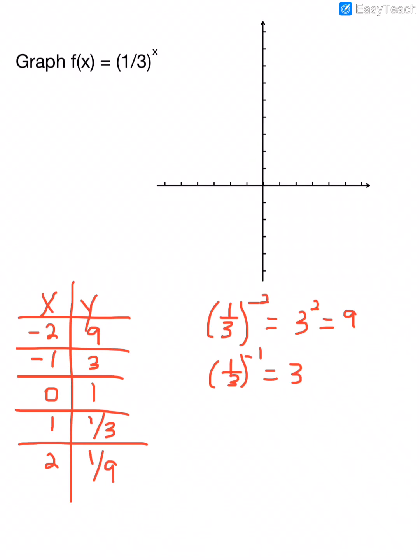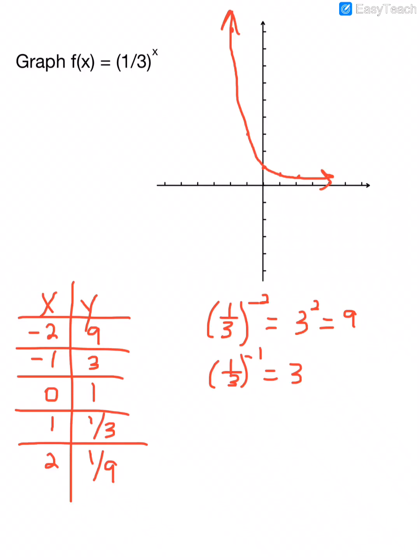Alright, so if I plot those points, -2, 9 would be up here. -1, 3. 0, 1. 1, 1/3. And 2, 1/9. Oh, I didn't go through that point. Alright, so that's what this exponential function would look like.